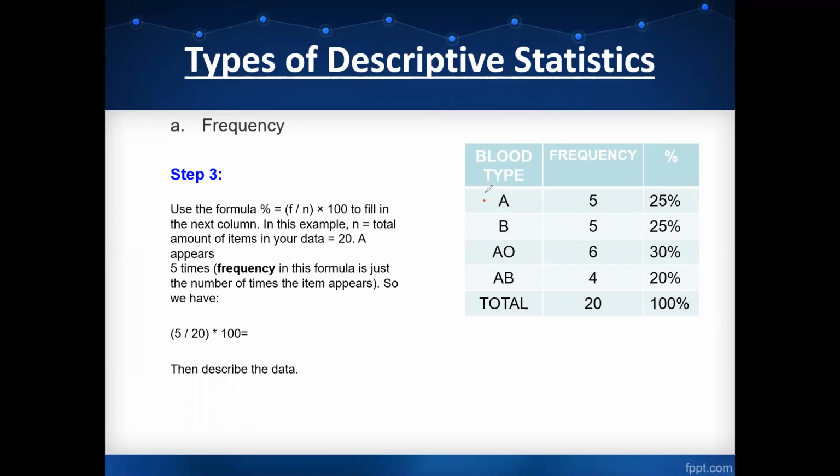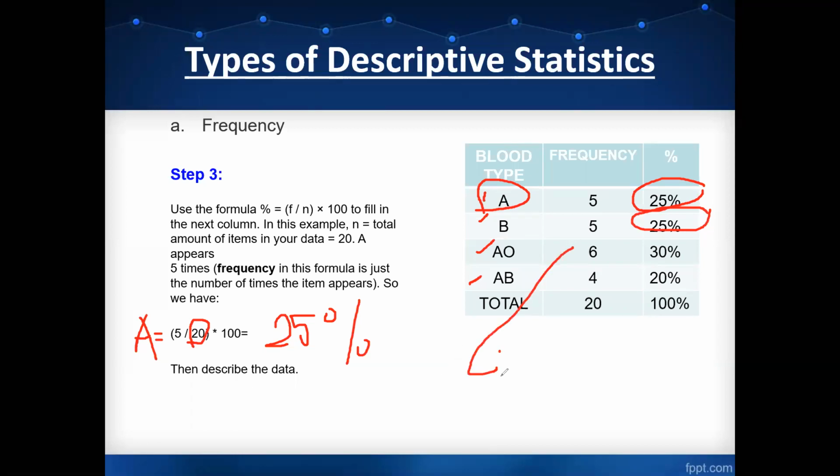How many variables? 1, 2, 3, 4. The first one is type A. Type A has a frequency of 5. So what we're going to do is divide it by the total. This 20 is the total population, and we multiply it by 100. So 5 divided by 20 times 100 is equal to 25%. This is the answer. It is the same for the next one: 6 divided by 20, then multiplied by 100, is equal to 30%, and so on and so forth.